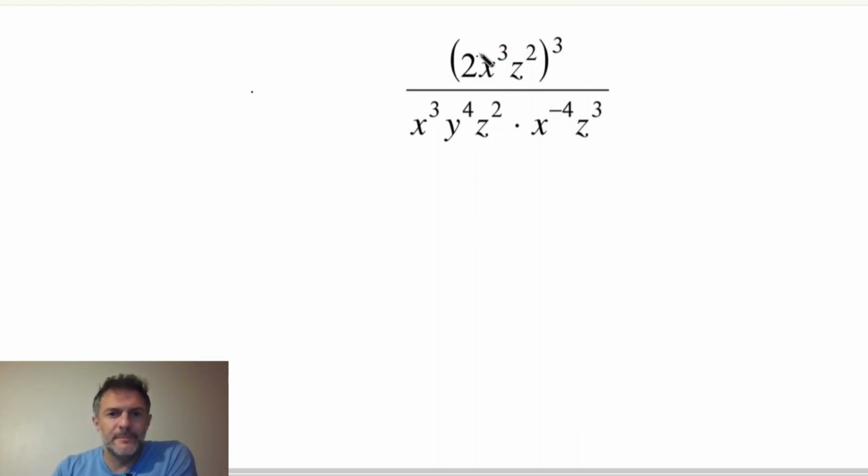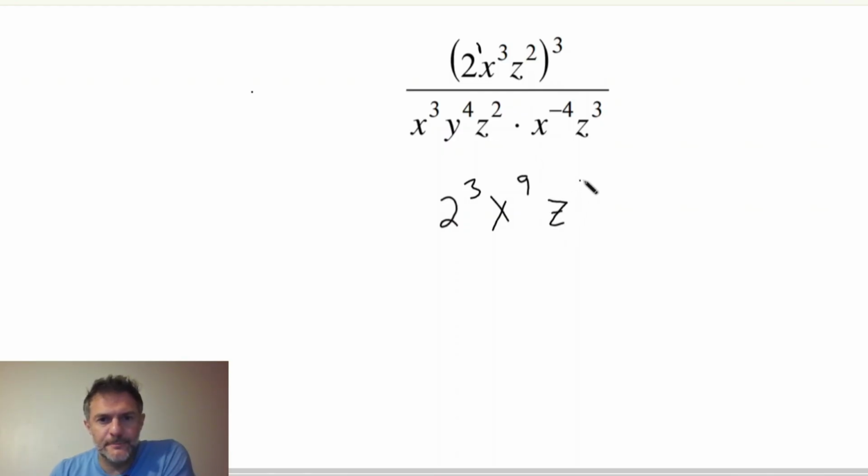So let's do it. Let's give all our numbers or variables an exponent of 1 if they don't have an exponent. Remember, we're going to be multiplying these exponents by 3. So 1 times 3 is 3, so I have 2 to the 3rd power. 3 times 3 is 9, I have x to the 9th power. This is still just the numerator. 2 times 3 is 6, I have z to the 6th power.